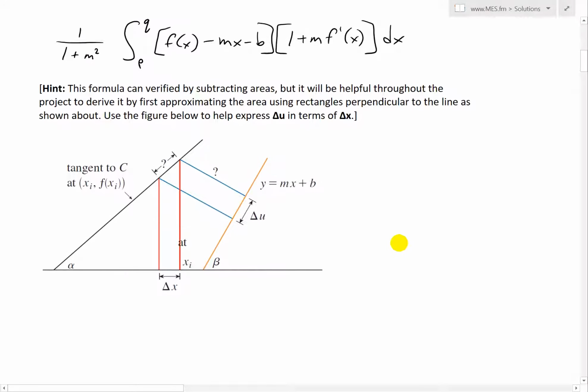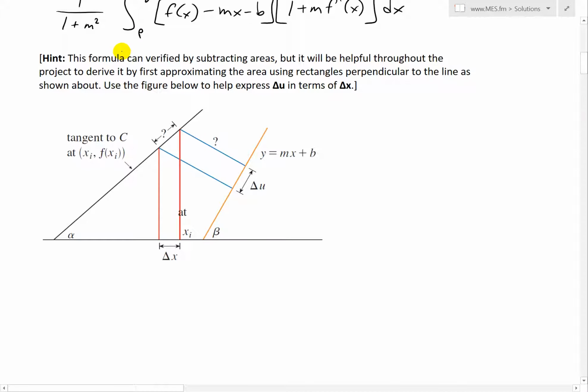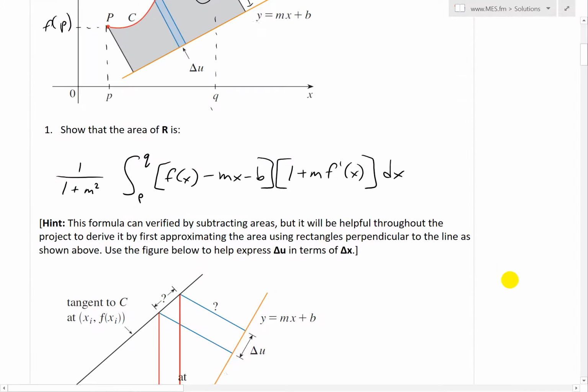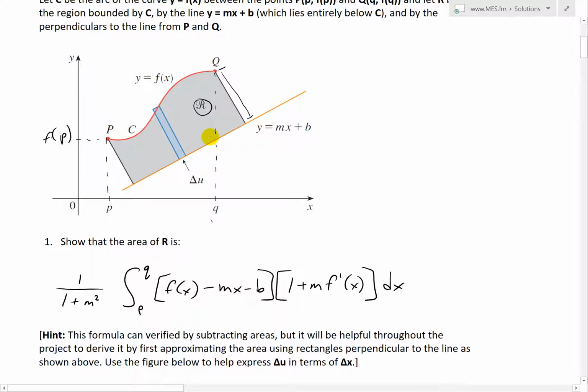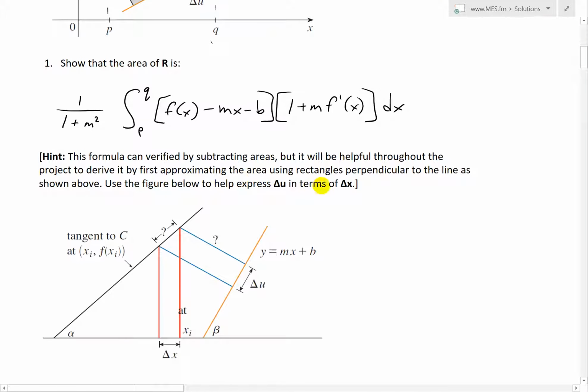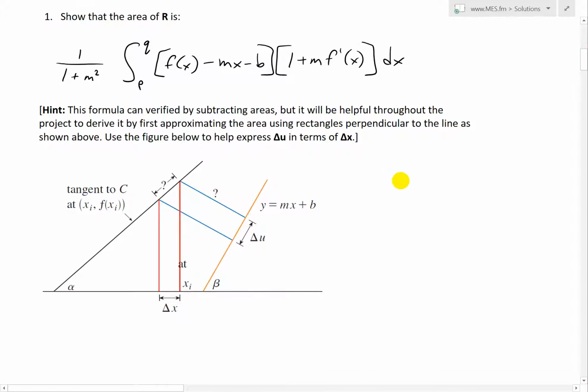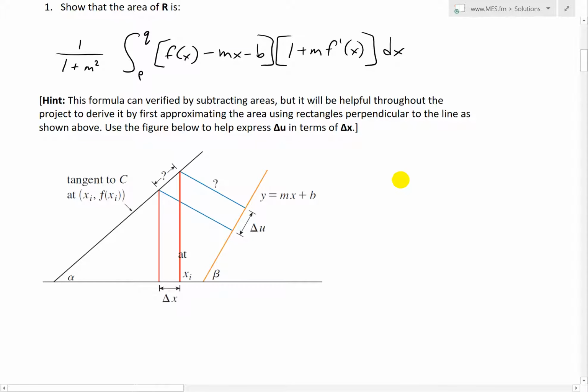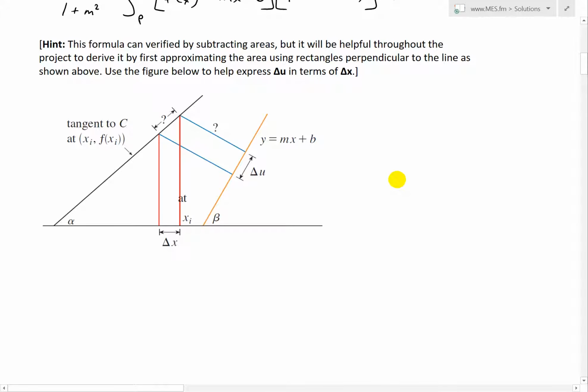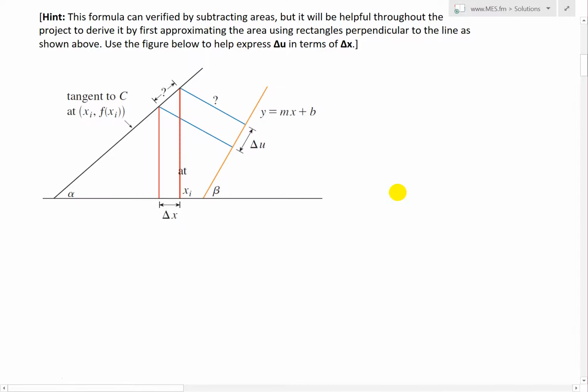And a hint that my textbook gives is basically this. This formula can be verified by subtracting areas, but it will be helpful throughout the project to derive it first by approximating the area using rectangles perpendicular to the line, as shown above. So basically, we're going to sum up using these rectangles about this line. You could solve it by subtracting areas, like I stated in this hint, but deriving it the old-fashioned way, summing up infinite rectangles to get an integral, will be useful throughout this whole project.